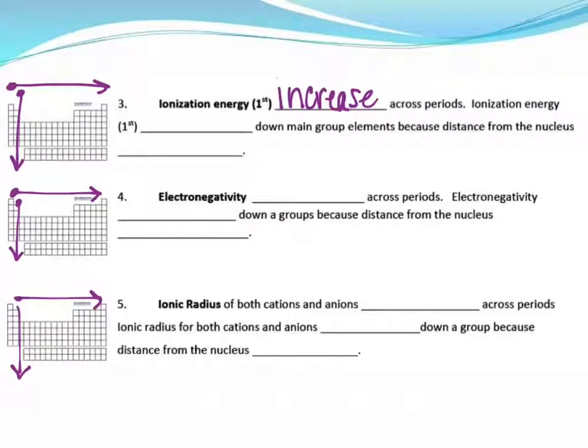It's going to take more energy to pull those electrons away because we have increased effective nuclear charge.